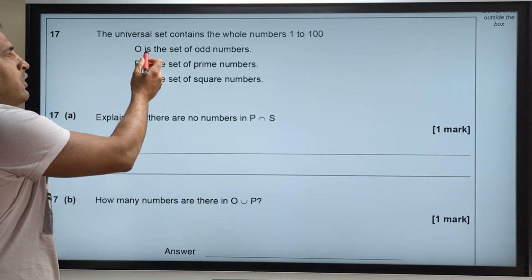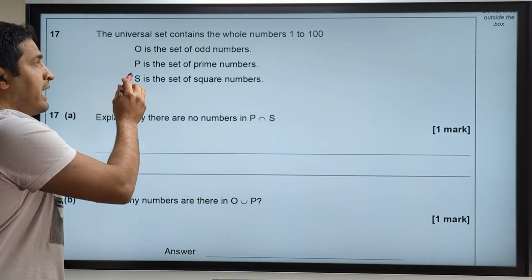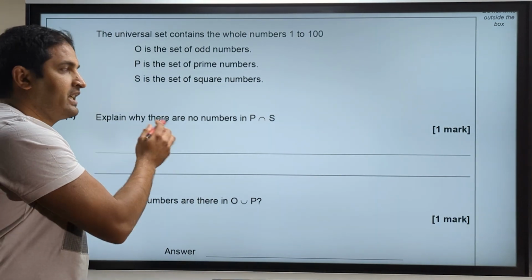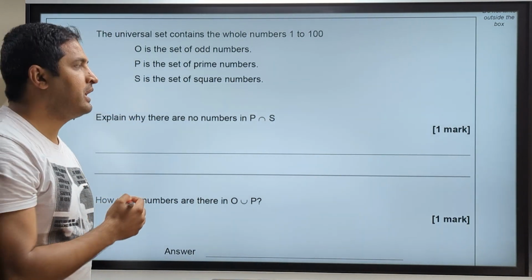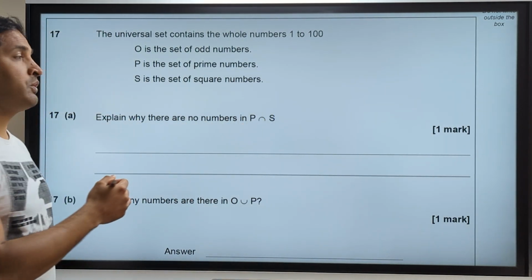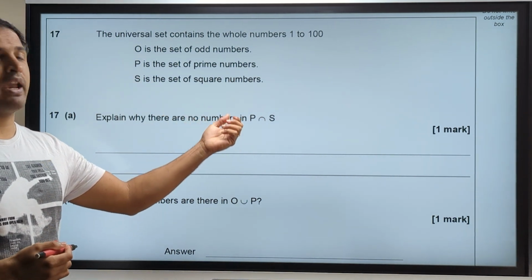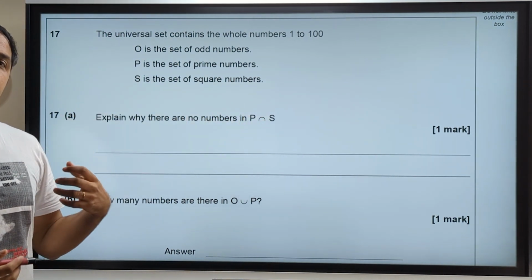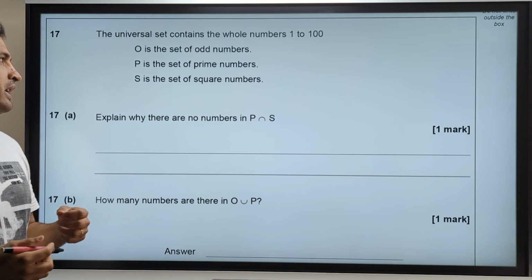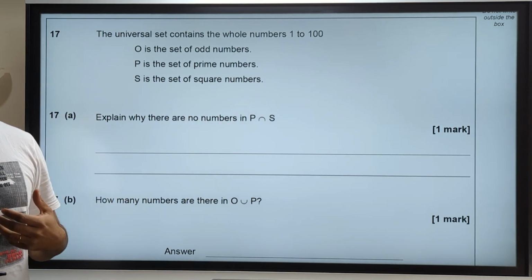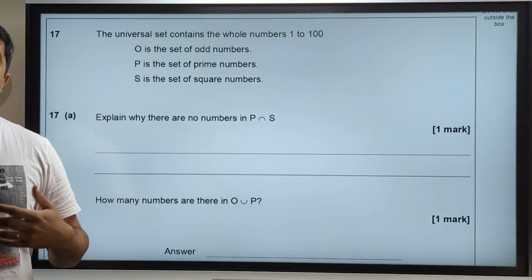Right, so O are the odd numbers, P are the prime numbers, and S are the square numbers. Explain why there are no numbers in P intersection S. So there are no numbers that are both prime and square. If it's a square number, then you'd always get the factor 1 and the number multiplied by itself.